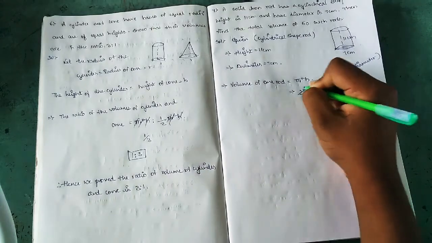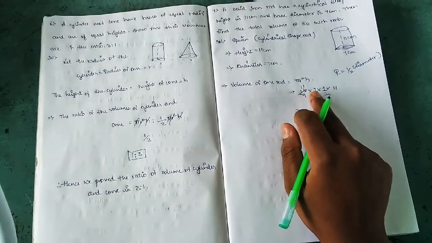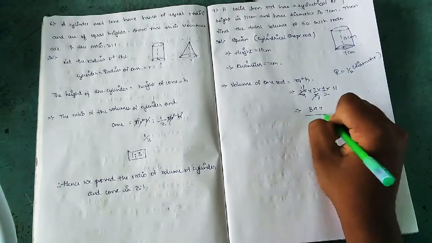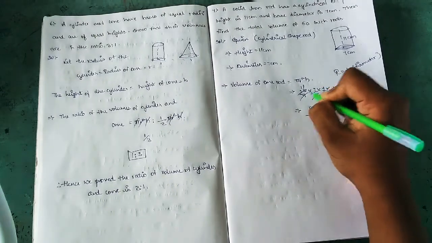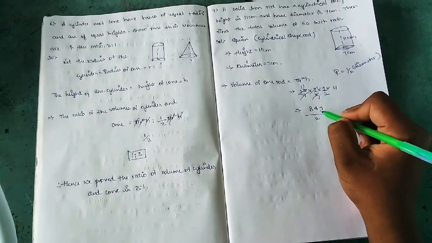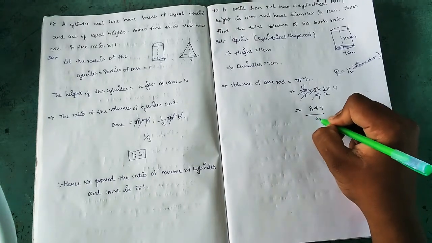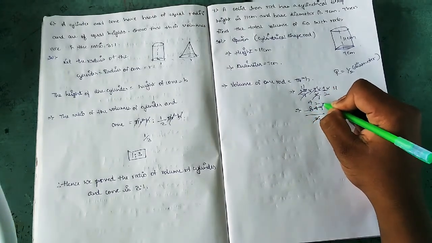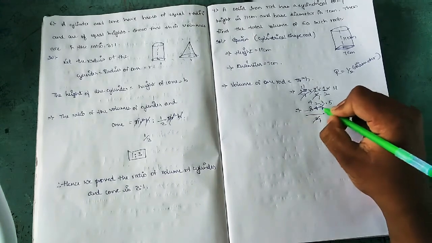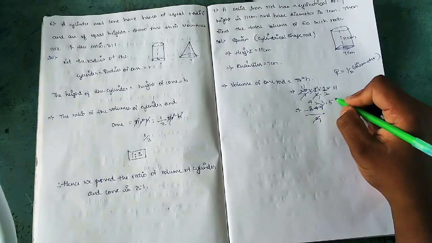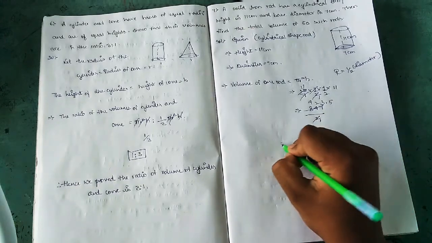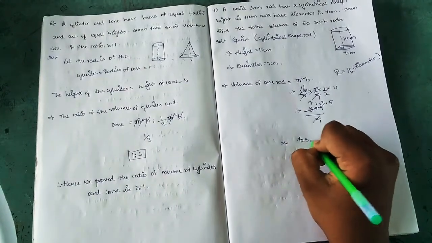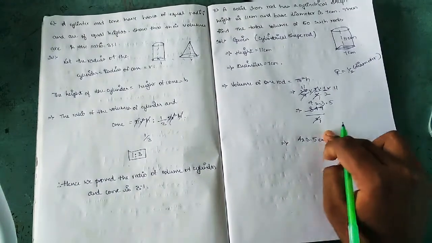Here 11 sevens are 77, into 77, we'll get 847 by 2. Here one 7 and here one 7 get cancelled. So 847 by 2: 2 fours are 8, 2 twos are 4, and 2 threes are 6, and the remainder is 1, then 2 fives are 10. So the volume of one rod is 423.5 centimeter cube.